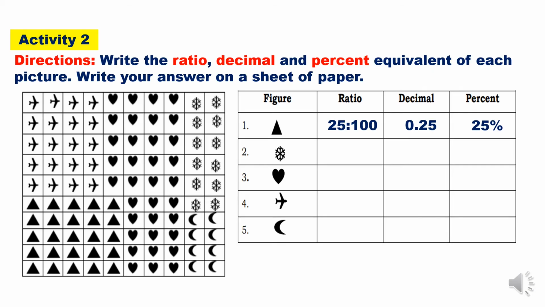Number 2, when we count, there are 12. So, in ratio, 12 is to 100. In decimal, 12 hundredths. And 12% in percent form. So, I'll give you 3 minutes for number 3, 4, and 5.